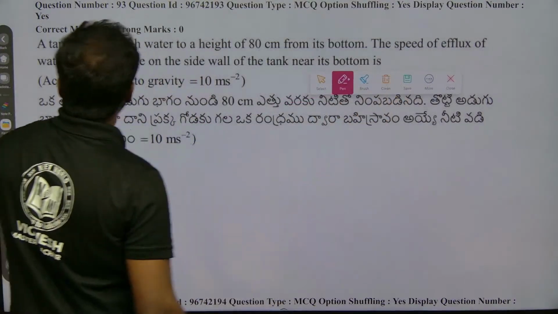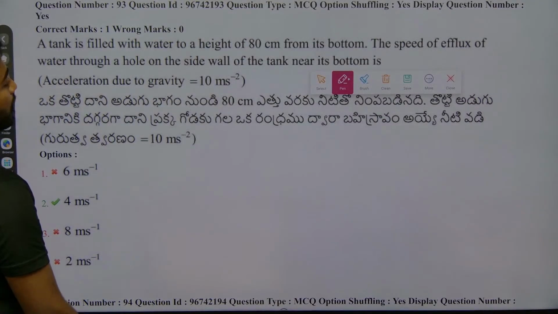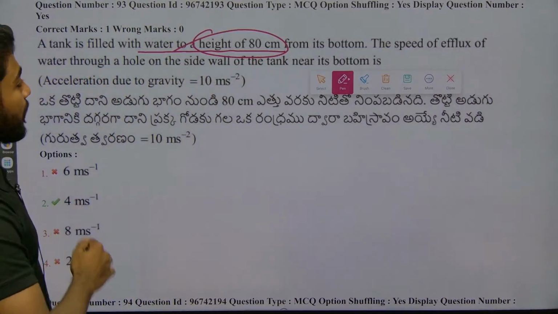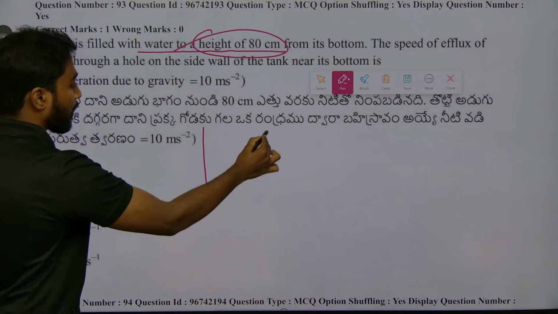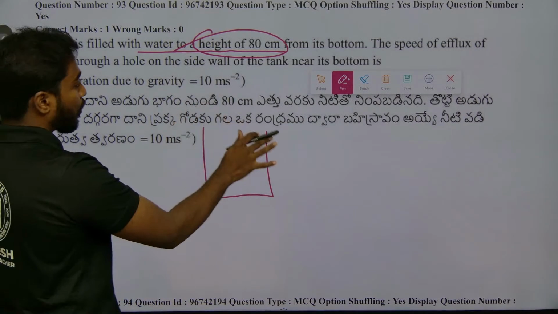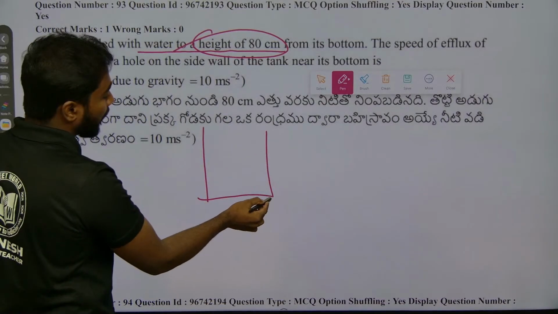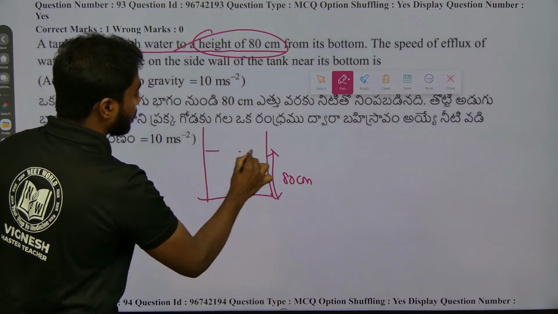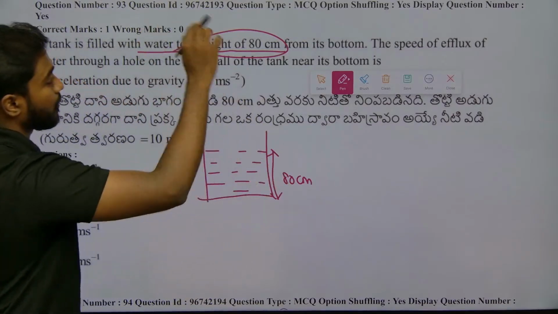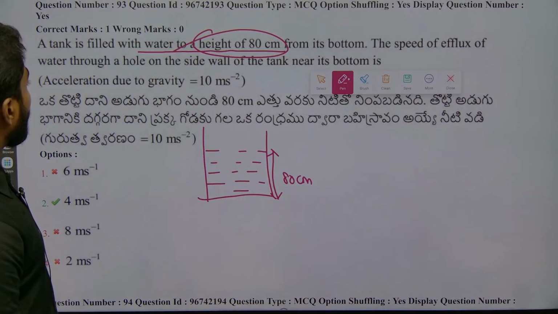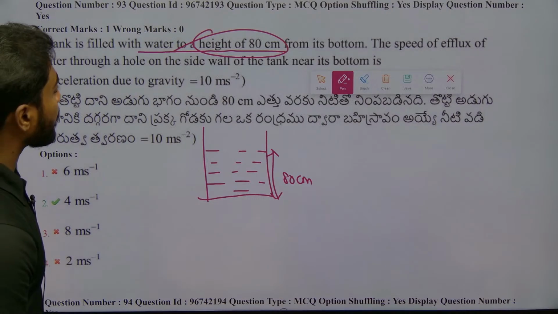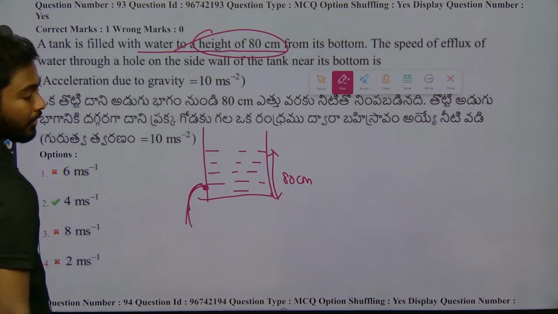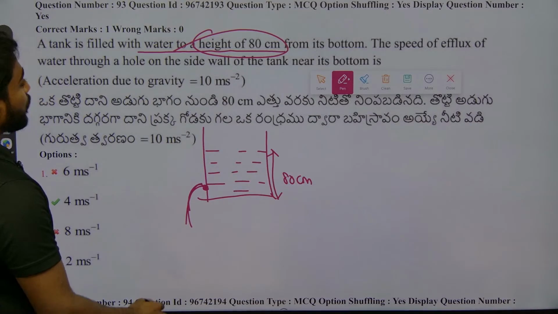Yes, so a tank is filled with water to a height of 80 centimeter from its bottom. Let me draw the tank. They have not said about the tank height, they have said about the water height, which is filled from the bottom, around 80 centimeter. The speed of efflux of water through a hole on the side wall of the tank near its bottom. Somewhere they made a hole here, so the water will flow out like this. I need to find the speed of that.